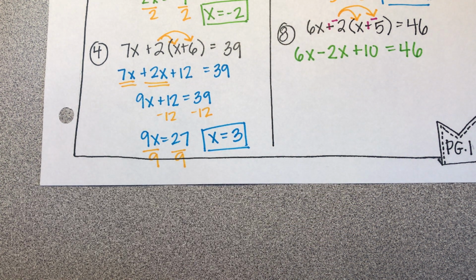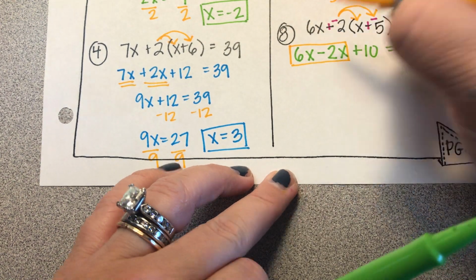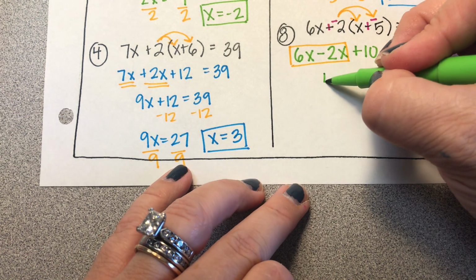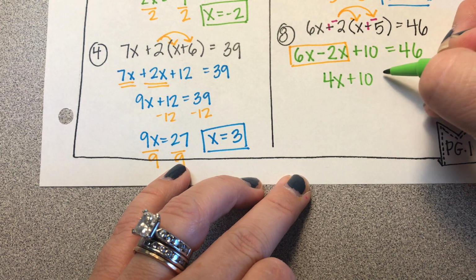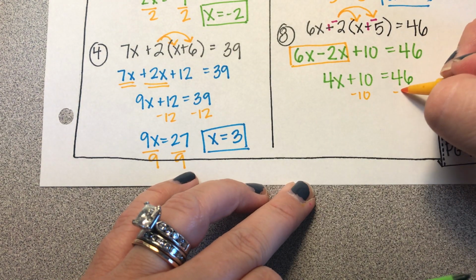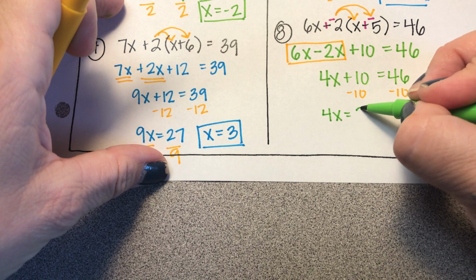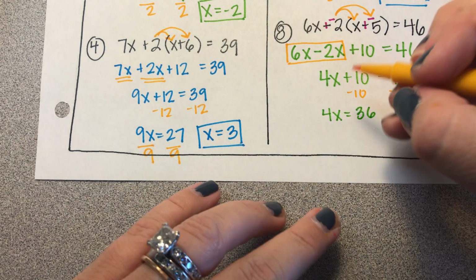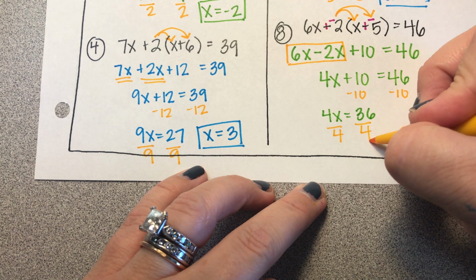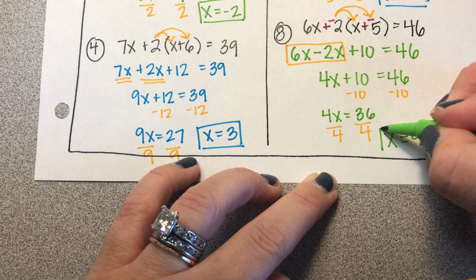Okay, so if it helps you to write it as plus negative, then that's totally fine. So now I'm going to combine my like terms. 6x minus 2x is 4x plus 10 equals 46. I'm going to subtract 10 from both sides. 4x equals 36. Divide both sides by 4. x equals 9.